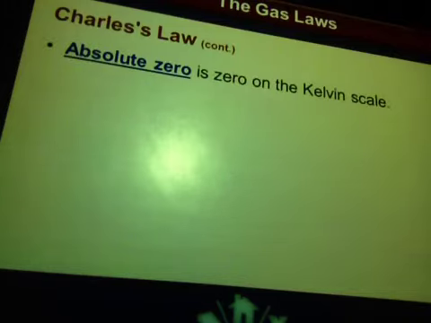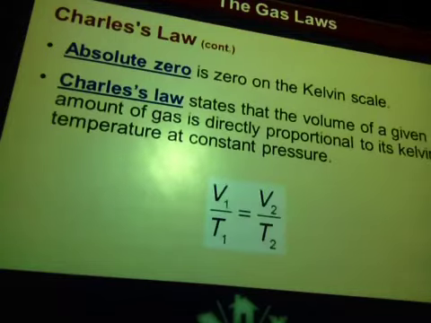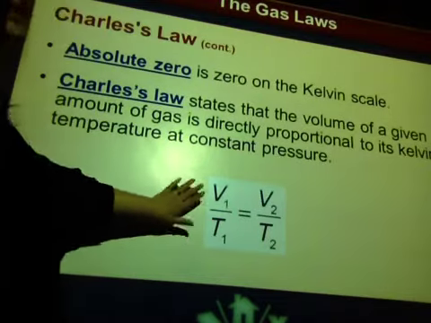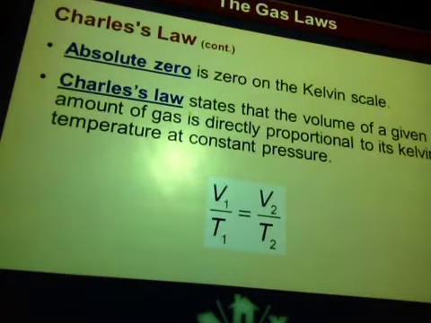One of the things in that figure was that the temperature was in Kelvin, and it's really important that you know that Charles's law deals with the Kelvin scale. Absolute zero is 0 on the Kelvin scale. Charles's law states that the volume of a given amount of gas is directly proportional to its Kelvin temperature when pressure is held constant. So I have V1 over T1 is equal to V2 over T2. This is Charles's law, and we have to use Kelvin for the temperature.